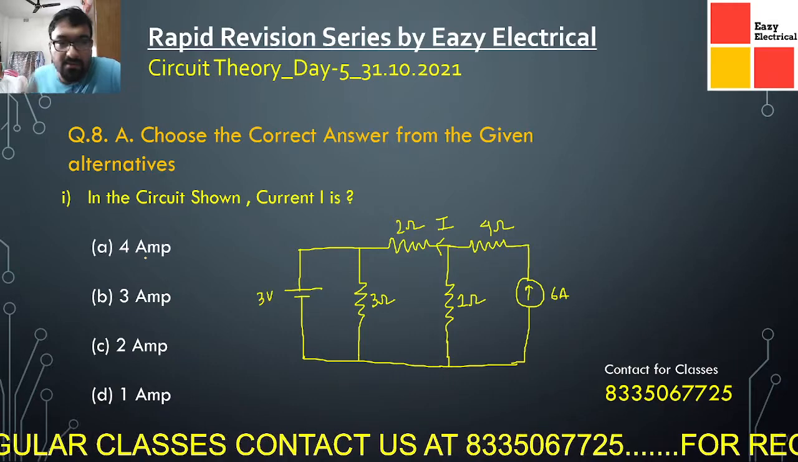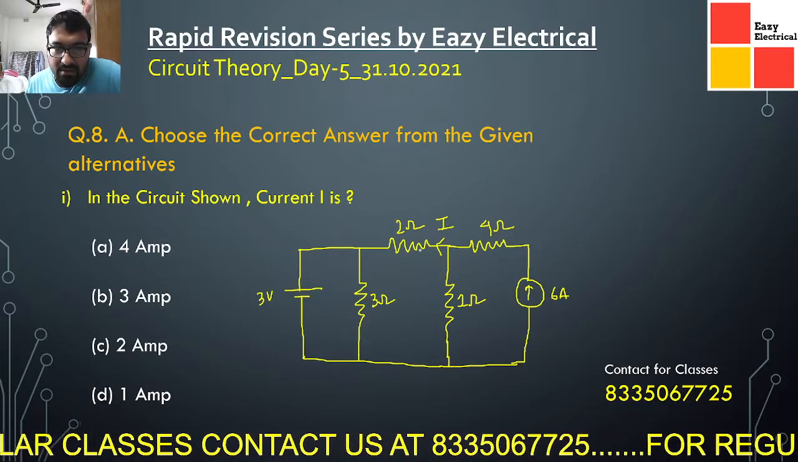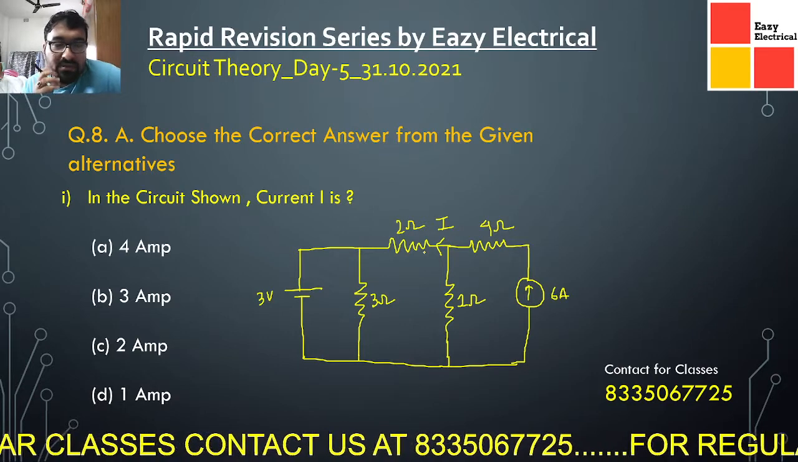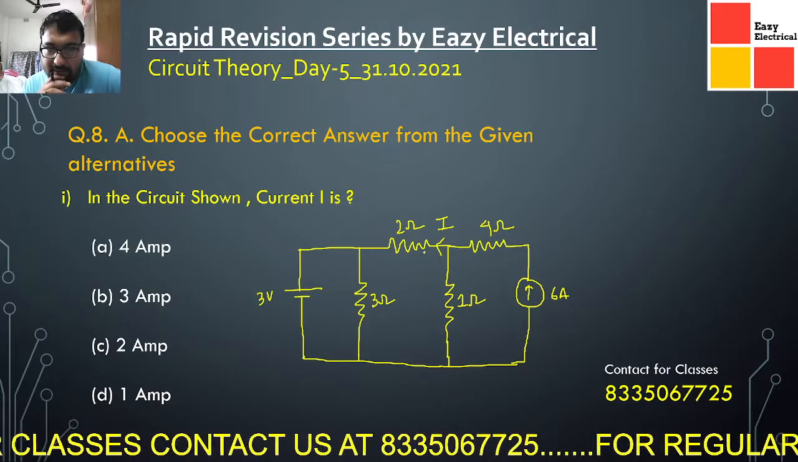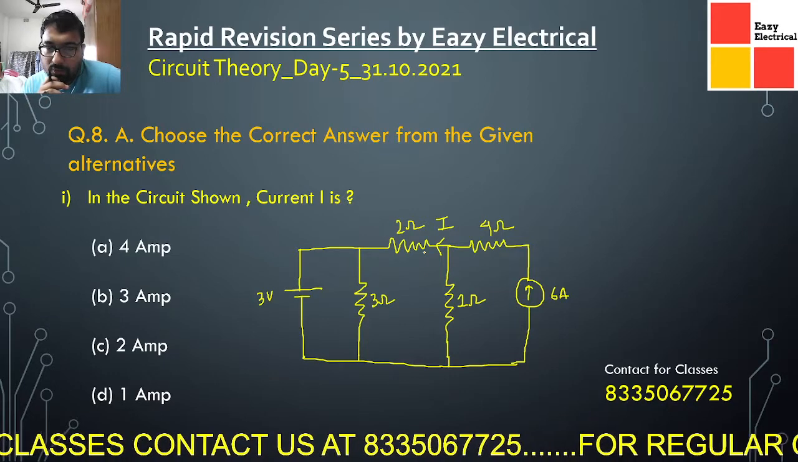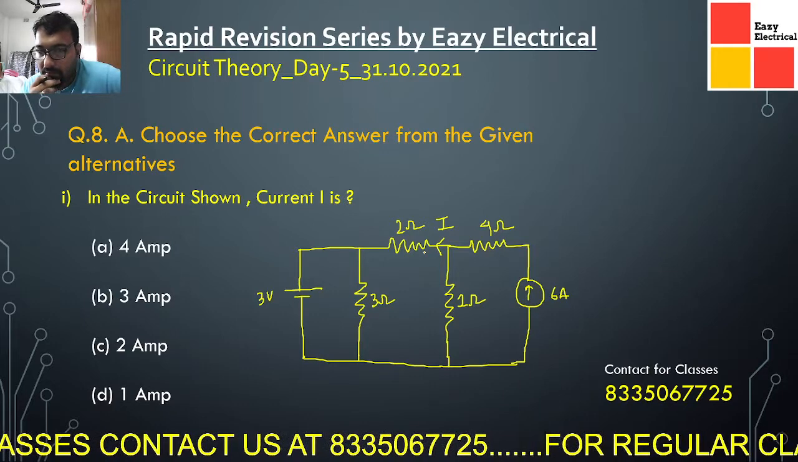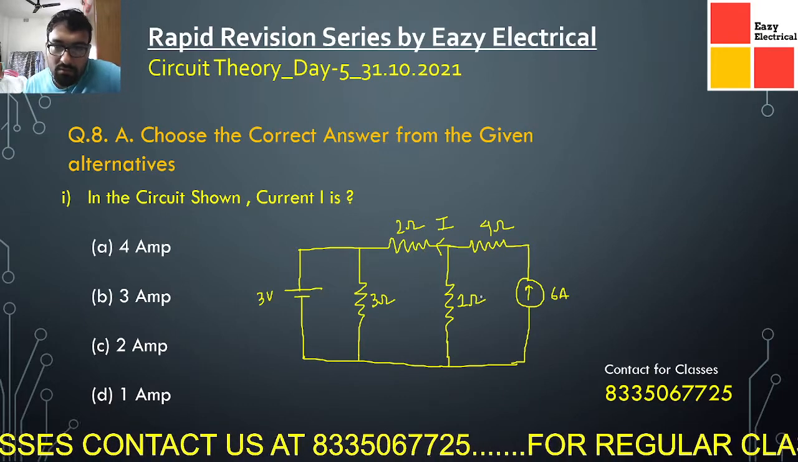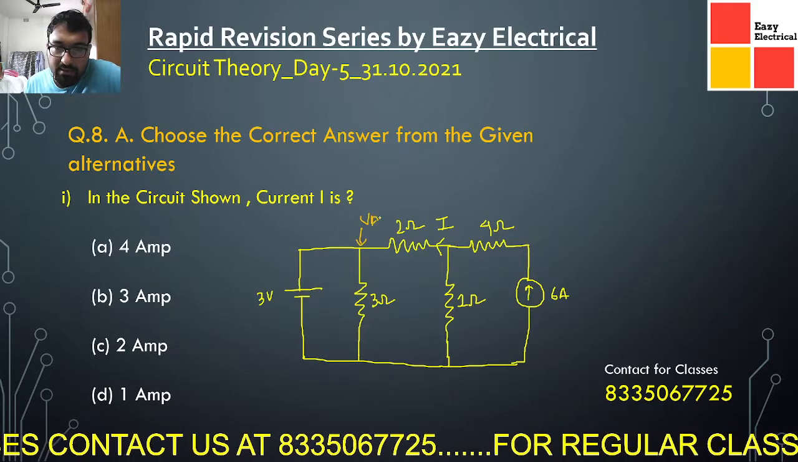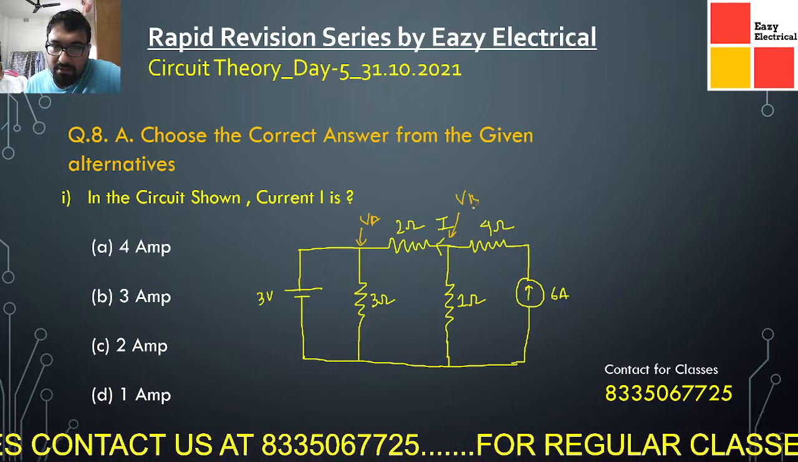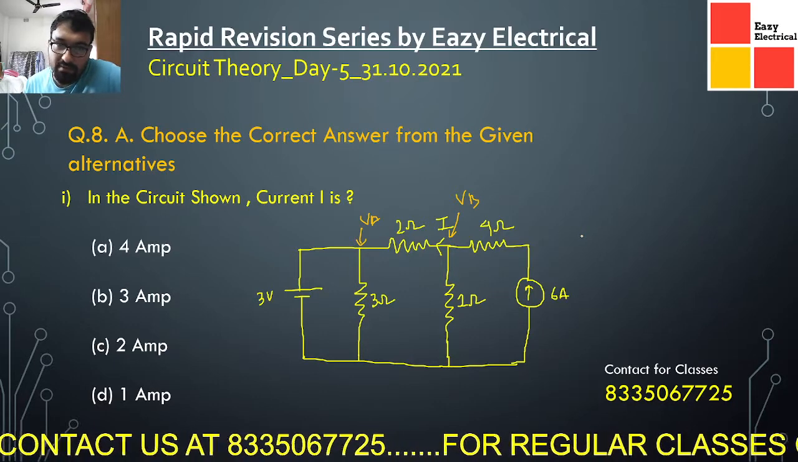Now coming to next question. In the circuit shown, determine the current I. Now in this direction the current I is marked. So similarly you can calculate whatever the current is coming in this direction. What we can do here is one simple thing: take two nodes and apply KCL at VA and VB. Simply that will solve.